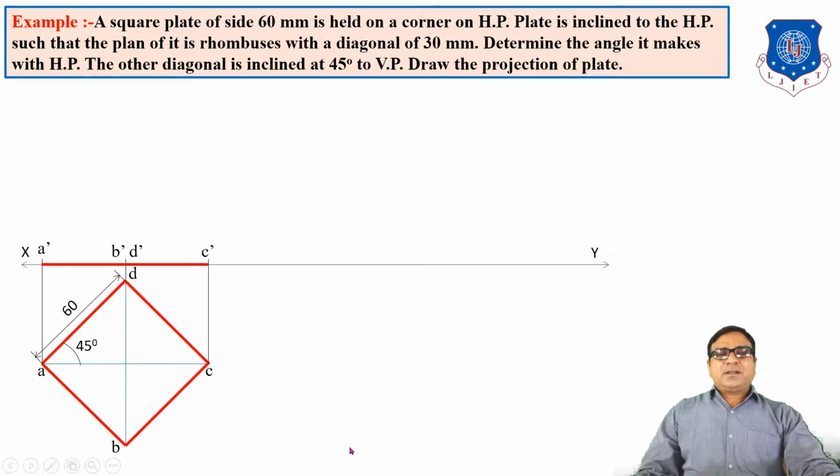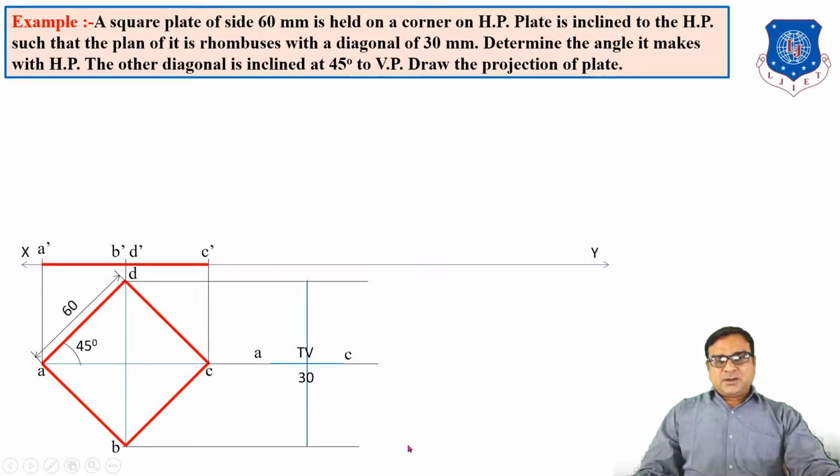Now here, when the surface is inclined to HP such that the plan becomes a rhombus, first of all we have to draw the top view. So extend this AC line, and on that line we put AC as 30 mm. Draw a vertical line from the midpoint of AC, which is BD. Join ABCD, which is a rhombus. Here in this rhombus the shorter diagonal is 30 mm and the longer diagonal is BD. The length of BD here and the length of BD here are both equal.